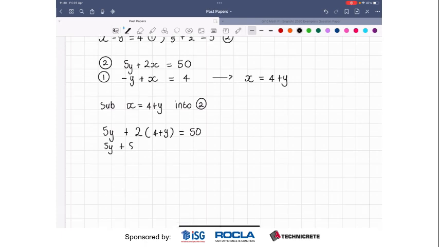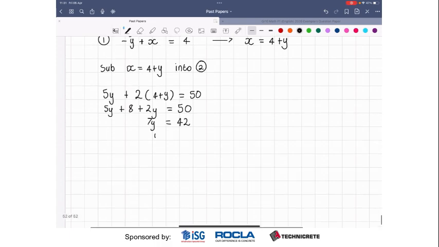And now I'm just going to distribute the 2. So I'm going to have 8 for the first one and plus 2y for the second is equal to 50. Then I'm going to keep all my y's on one side and I'm going to take all my numbers to the other side. So on the left-hand side, I've got 5y plus 2y, which is 7y. And then on this other side, I'm going to have 50 minus 8, which is 42. And so I can solve for y, and I get that y is equal to 6.